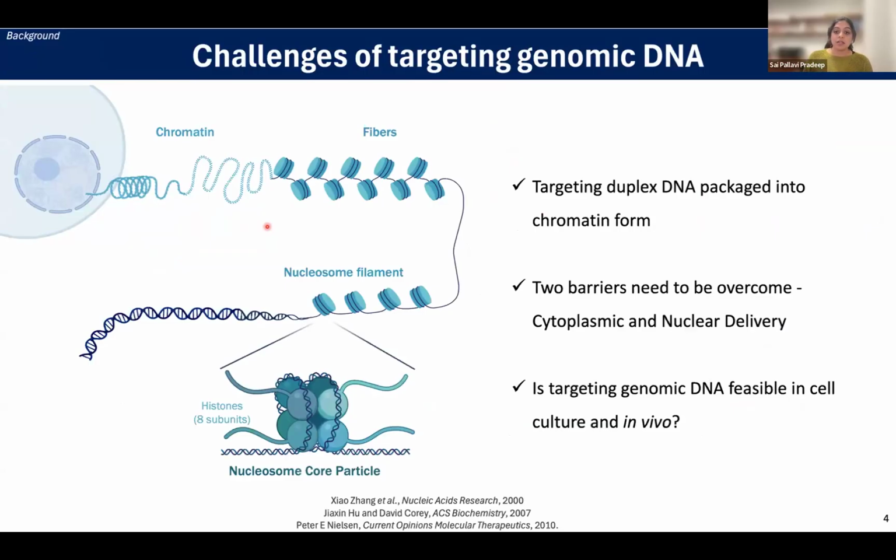The first is that the DNA is condensed in its chromatin form, where it is wrapped around histone proteins. And this is the first challenge that we would encounter. We would have to have a reagent that can bind to the DNA, even though it is in this form. The second thing is the two barriers that the reagent has to cross, which is the first is the cytoplasmic membrane as well as the nuclear membrane, in order for us to see any kind of efficacy.